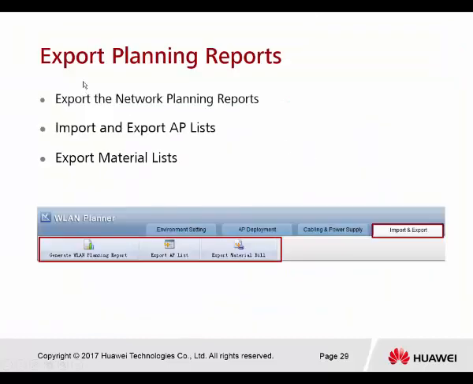Then the next one is to export the planning report. It's located on the last one here, import and export. They have three selections. So we can generate the WLAN planning report, export the IP list, or export the material bill.